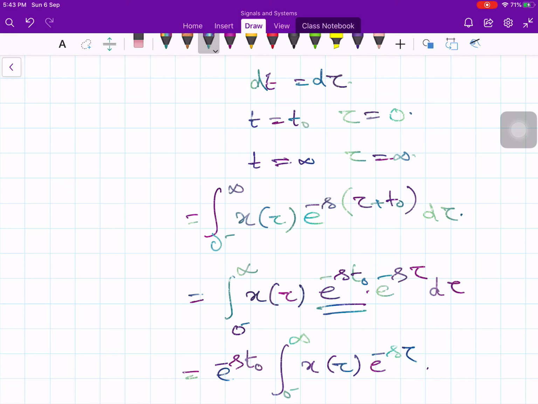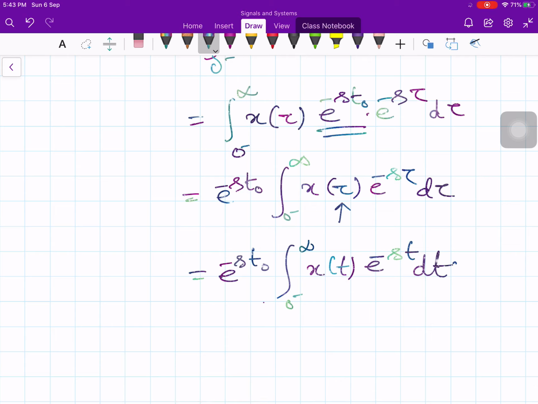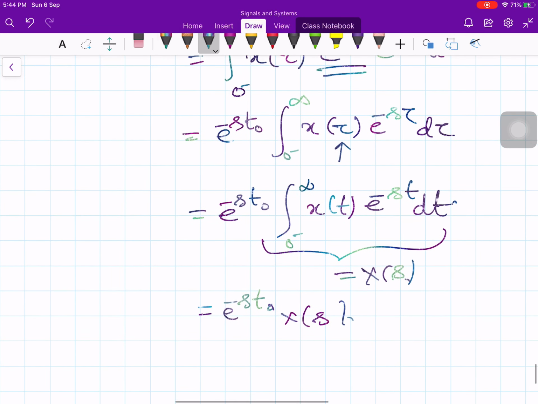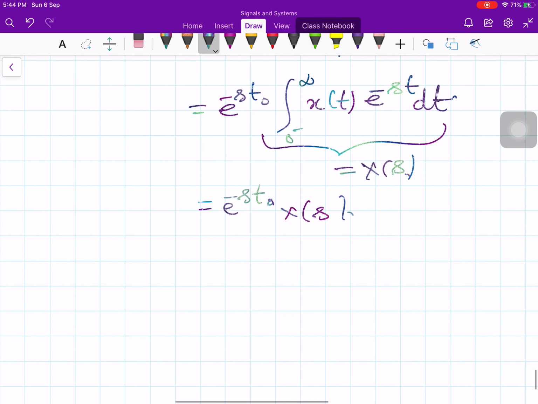If you don't like tau, then you can change that dummy variable to t again. e to the minus s t naught times the integral from 0 to infinity of x of t e to the minus st dt. And don't you see that this is the definition of the Laplace transform of x of t, which is equal to X of s. Therefore, e to the minus s t naught times X of s. Okay, so this particular rule is very, very important because it comes in very handy in finding the Laplace transform of various typical functions that we handled, like pulse functions and so on.